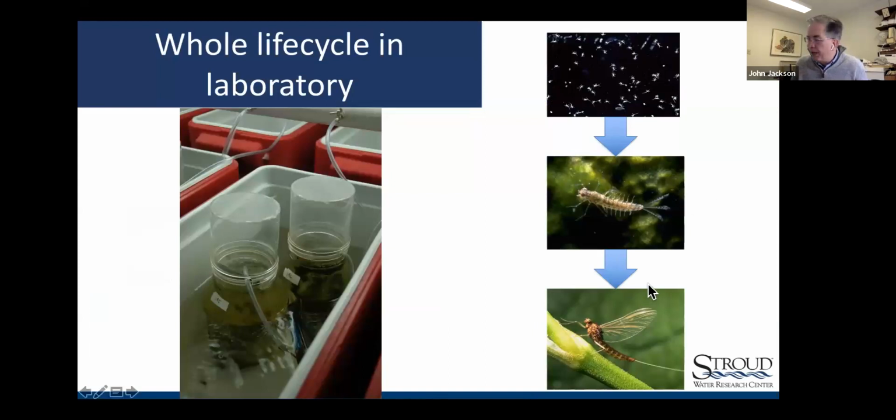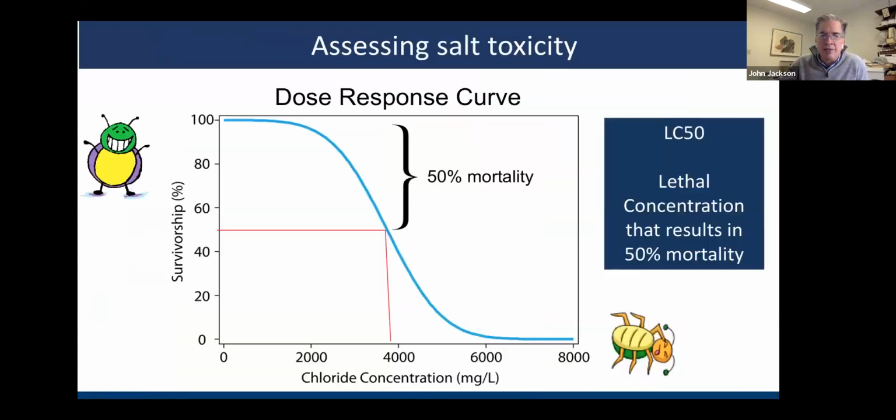Much of what we work with are baetids. They're very easy to do. We can get a complete life history in, depending on the temperature, 20 to 40 days. And what we've done with these is created dose response curves.